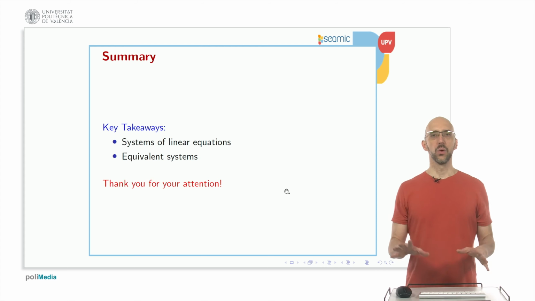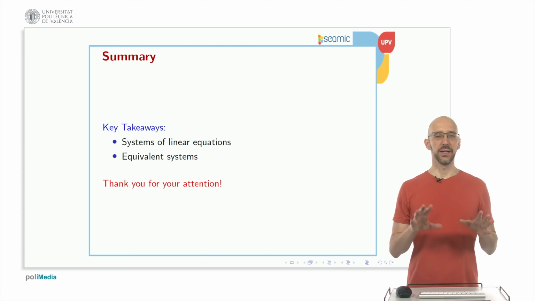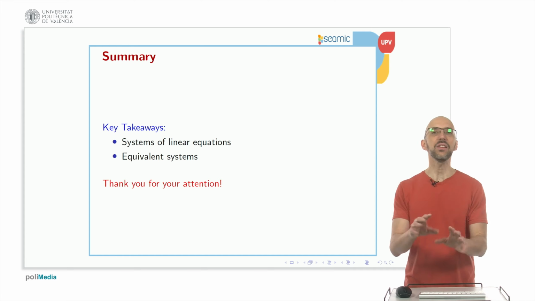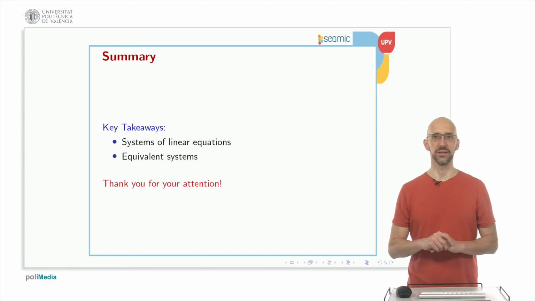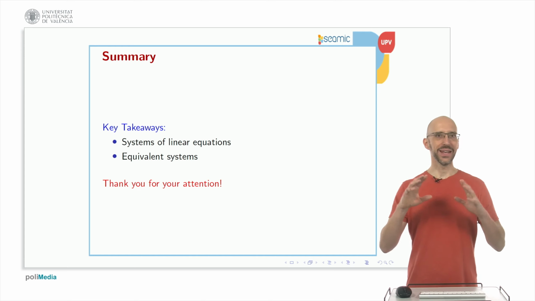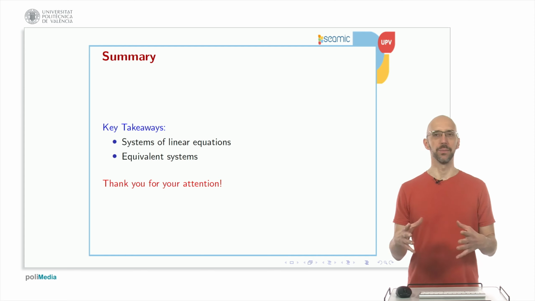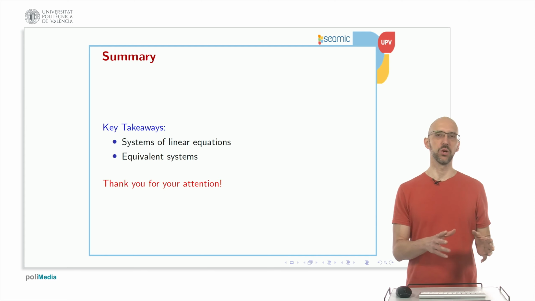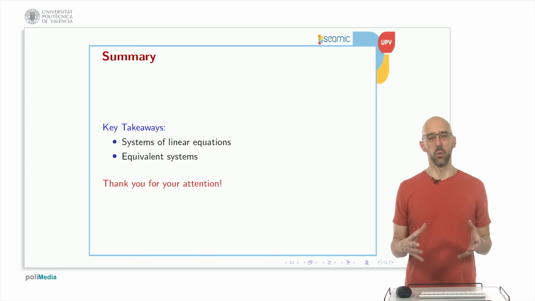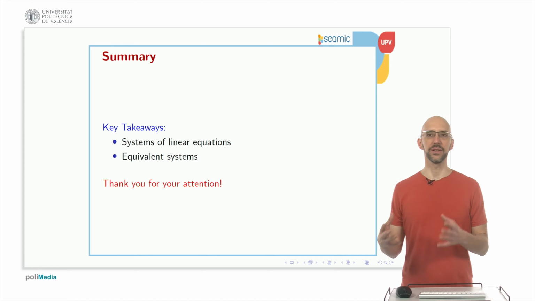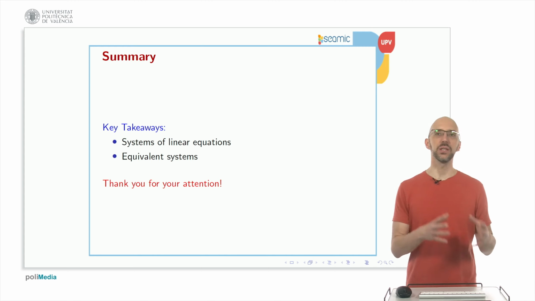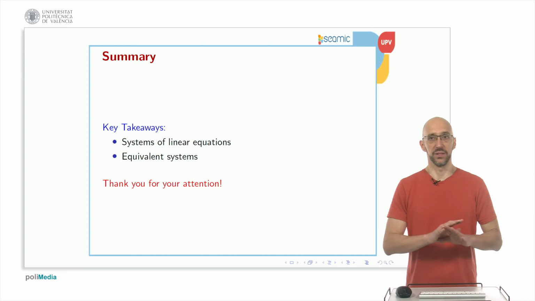So what have we seen? We have defined systems of linear equations. We just introduced the idea of equivalent systems. And the most important thing you must remember is that we can transform one system into another with the same solutions. What we want is that when we transform this system, the new system is easier to solve. This is the key point.